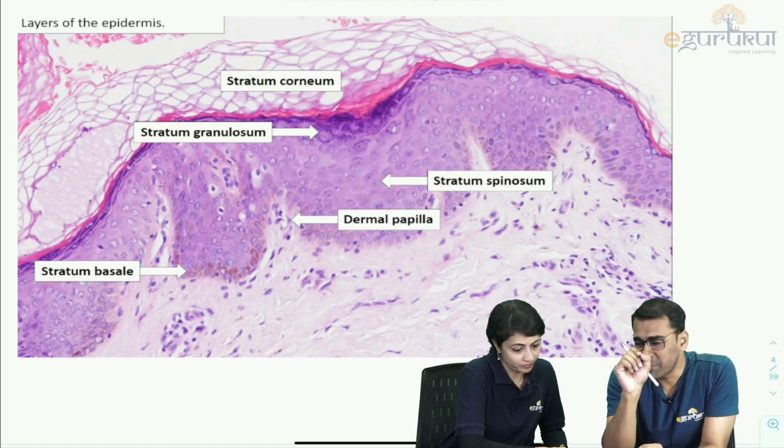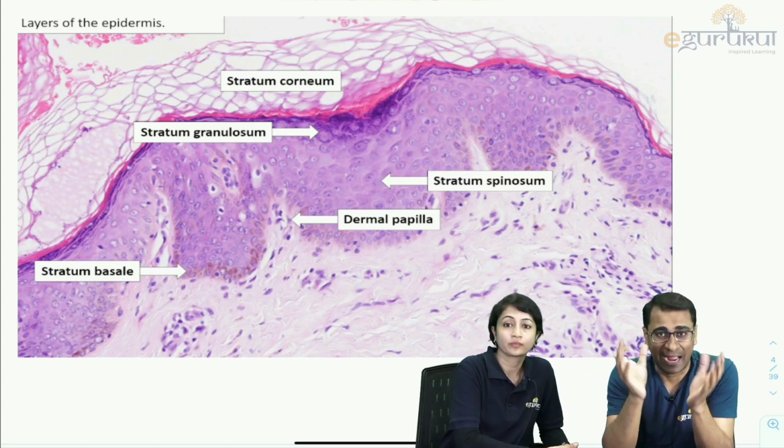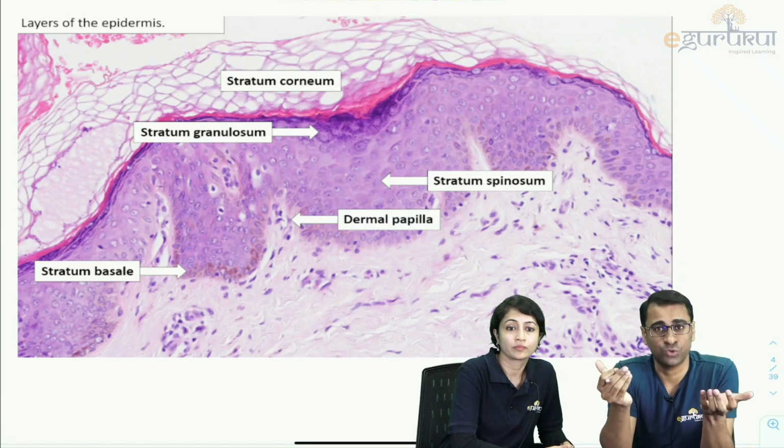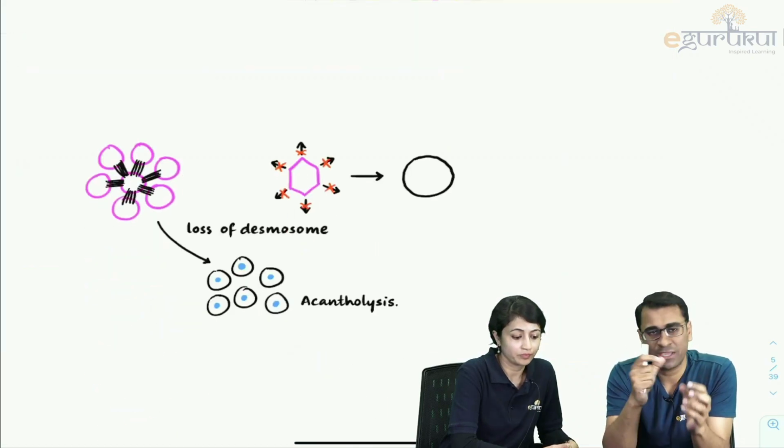Now, I told you, the spinosum layer has the cells connected together with the help of cadherins. Have you ever seen a cadherin? Cadherin is just a desmosome. It's a protein of the desmosome which holds the cells together. Yeah, the epidermal junctions.